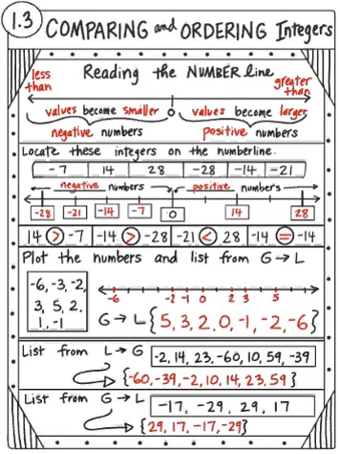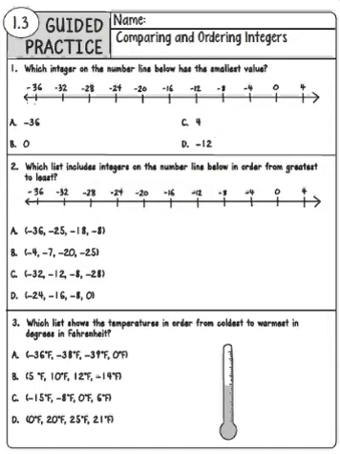All right, guys, let's take our page and turn it over and do our guided practice now. Okay, so let's look at the back side. And now what we have is which integer on the number line below has the smallest value. And so what we want to do is decide -36, 0, 4, or -12. Which one of these do you think is going to be the smallest value?